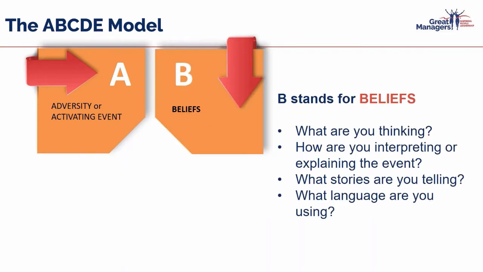B stands for beliefs, which is how you interpret the event, how you're thinking about it. So the idea here when you're using this model is to record what you were saying to yourself in the midst of the adversity, and this is why you need self-awareness. You've got to get very clear on what's running through your mind. It's like downloading all that jibber-jabber that can be going on in your mind in the middle of adversity.